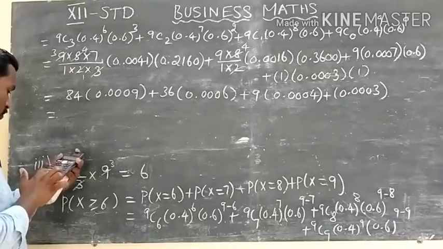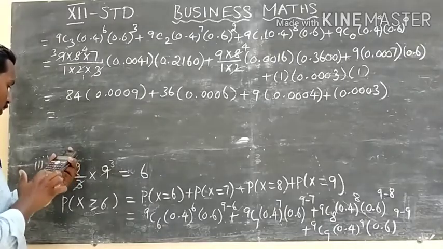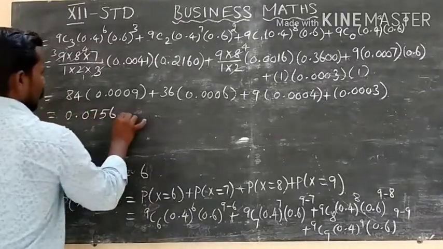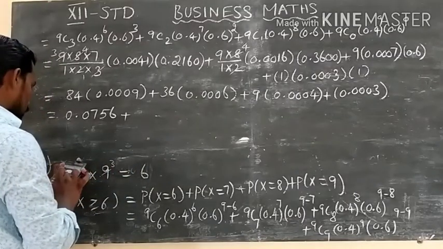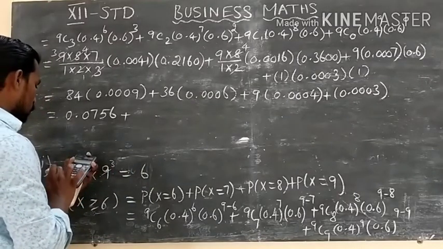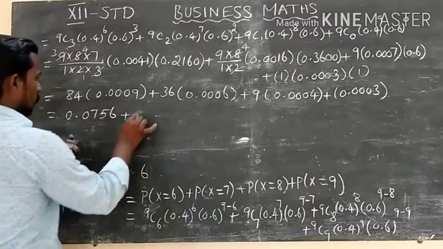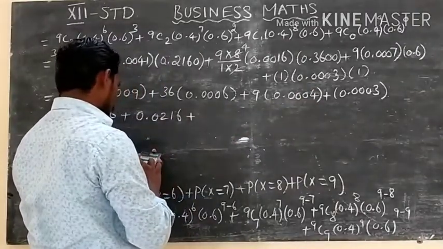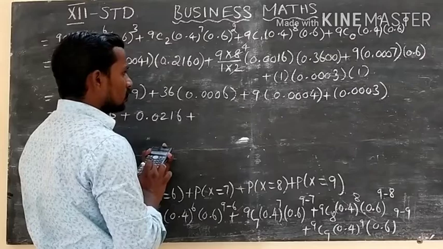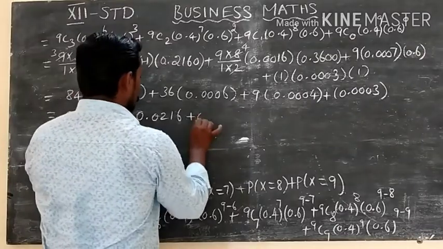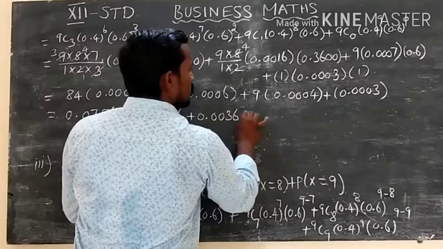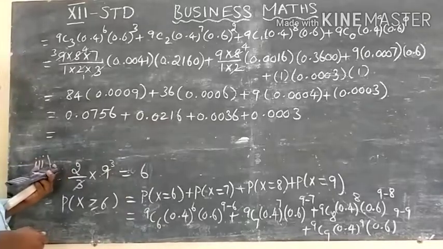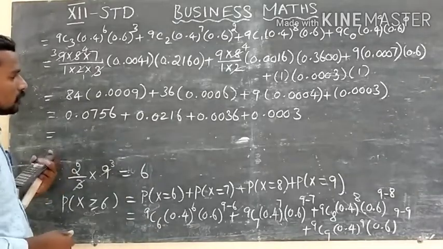So 84 into 0.00009, which is equal to 0.0756. Okay. Plus 36 into this value, 36 into 0.006, which is equal to 0.0216 plus 9 into this value. So 9 into 0.00004, which is equal to 0.0036 plus 0.003. Then the sum of all the answers, we get the result of at least two students reading newspaper.